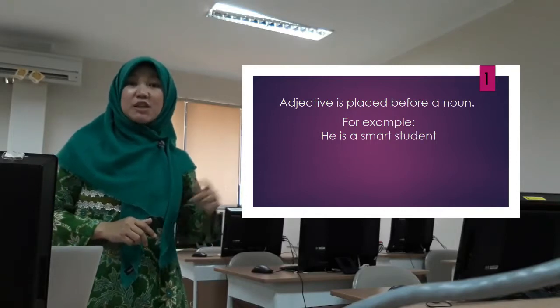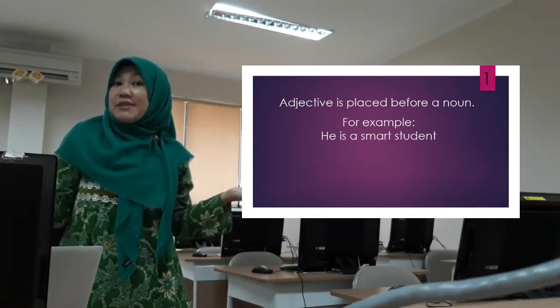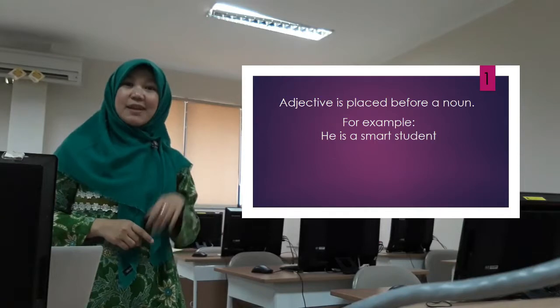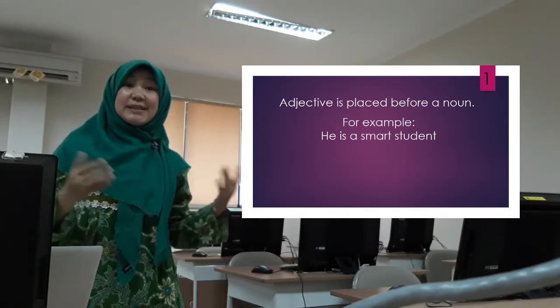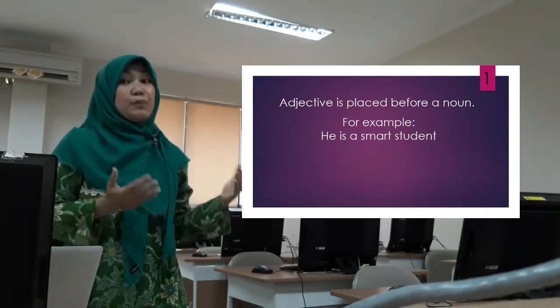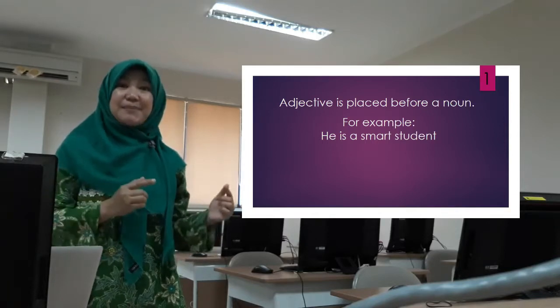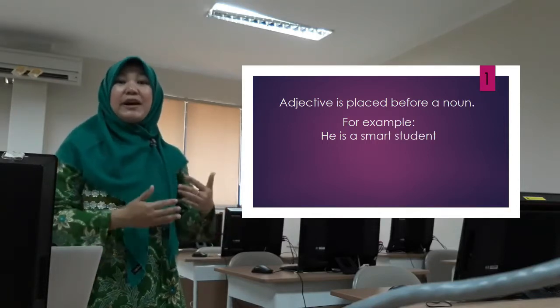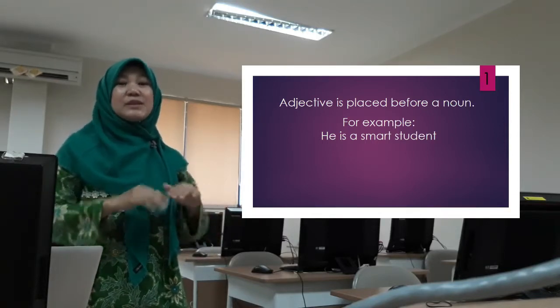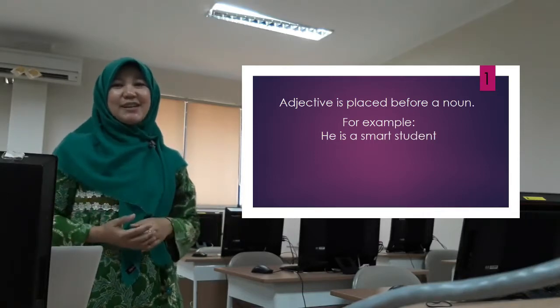First of all, adjective is always placed before a noun. So I give you an example. He is a smart student. Which one is an adjective in the sentence? Well, that's right. The adjective is smart. Smart is put before the student. So, smart is used to modify or give more emphasis to what the student looks like.